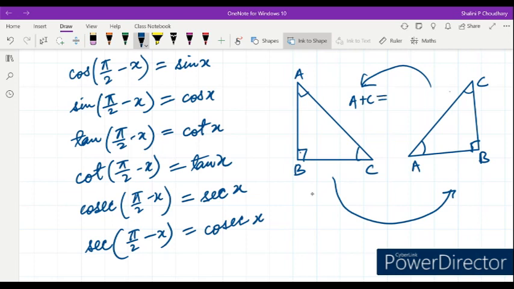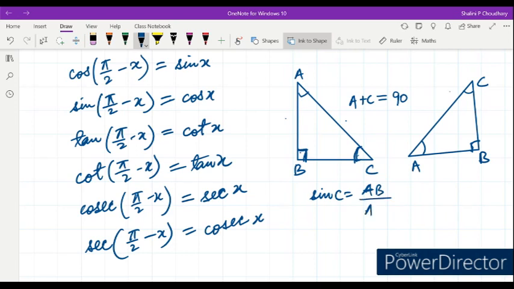Because the sum of three angles will be equal to 180 degrees, and this angle B is 90 degrees, so the rest two, A plus C, will be equal to 90 degrees, right? So what we have to do now: see, in this one, this side is perpendicular. So what will be sine C? If you have to find sine C, what value will we get? We'll get perpendicular upon hypotenuse, so AB upon AC, right?